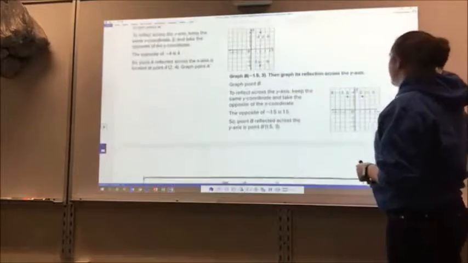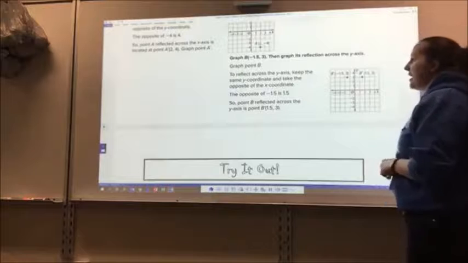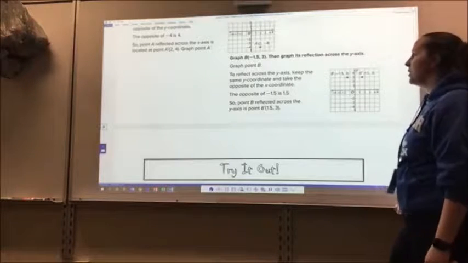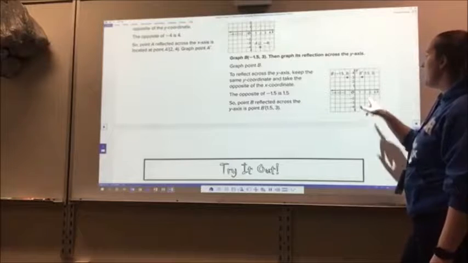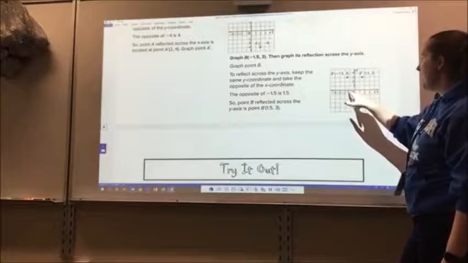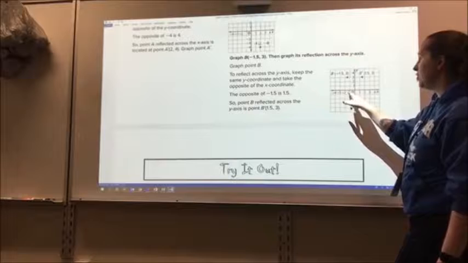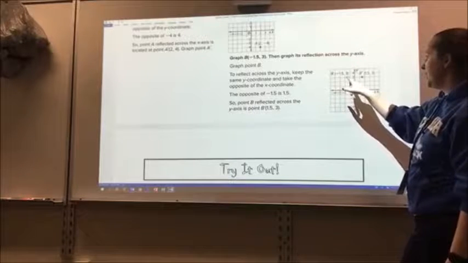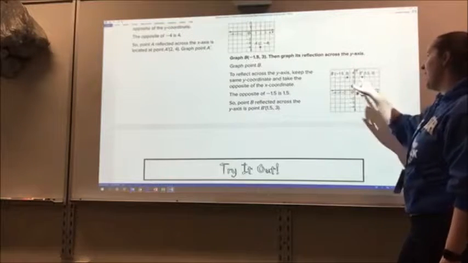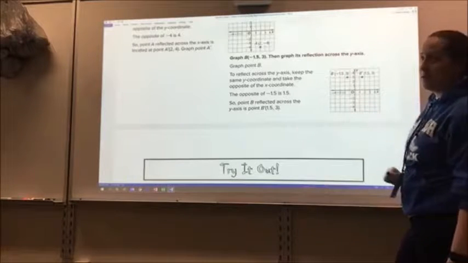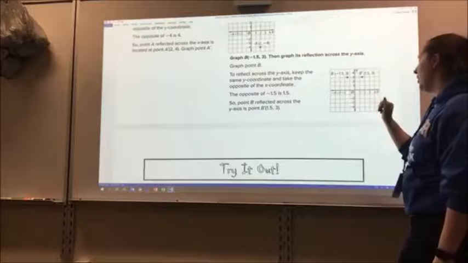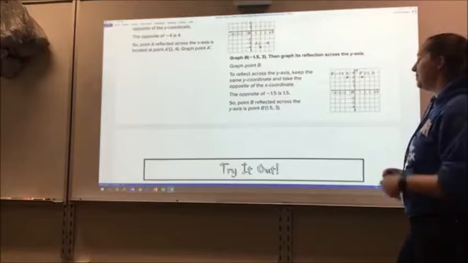Okay? For letter B, graph B (-1.5, 3), then graph its reflection across the y-axis. So -1.5 is halfway between -1 and -2, and I went up 3. Well, I had to graph it across the y-axis, which is B prime. So instead of going left 1.5, I went right 1.5 and up 3 to get B prime.